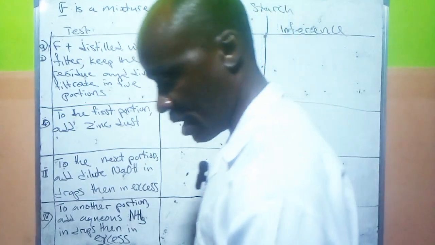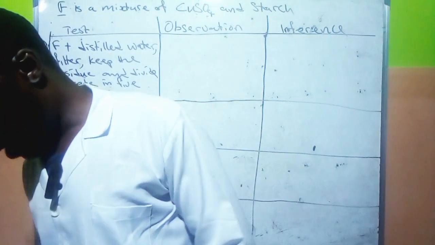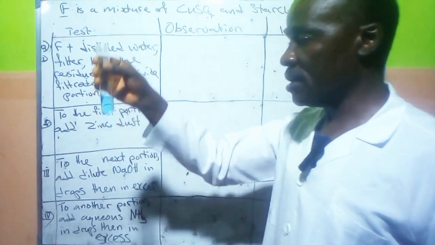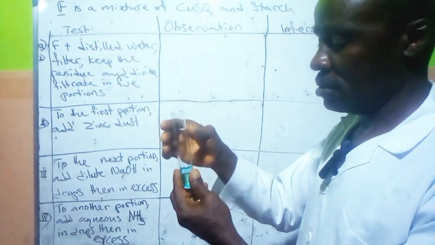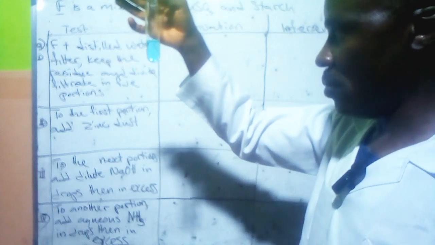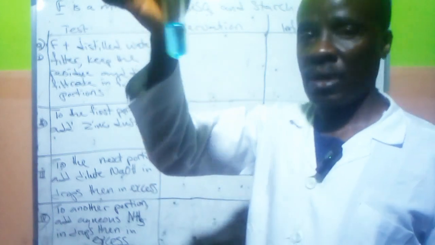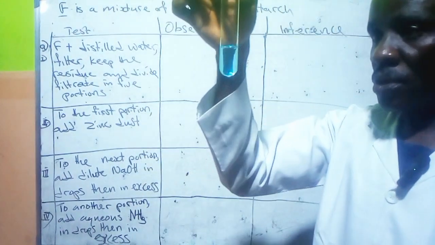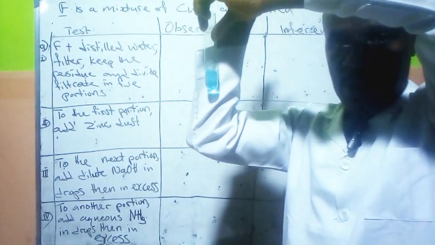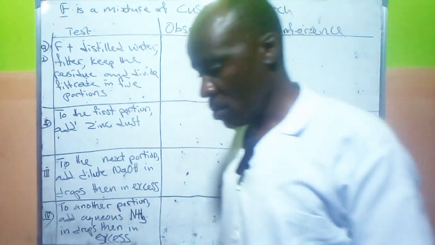Now what do I really observe? I have a white residue, and what we have here is a colored filtrate. That's more like a light blue color. As you can see, it's a light blue color filtrate.